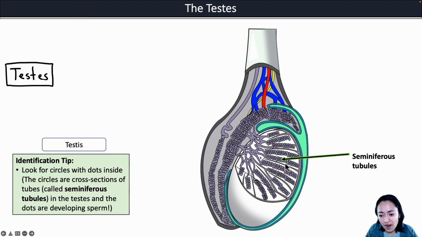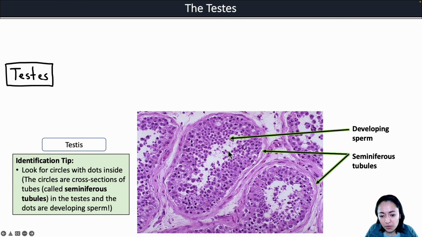So if we look at a cross section of the testes, we can actually see cross sections of these seminiferous tubules. So you see this circle right here. Well, that's the outline of one of the seminiferous tubules, and all these cells inside of here, most of these are sperm that are developing. So when you're looking at a microscope slide of the testes, they're pretty easy to identify by looking for circles with dots inside. The actual circles are the outsides of the seminiferous tubules, and inside you can see the sperm developing. The testes produce two major hormones.